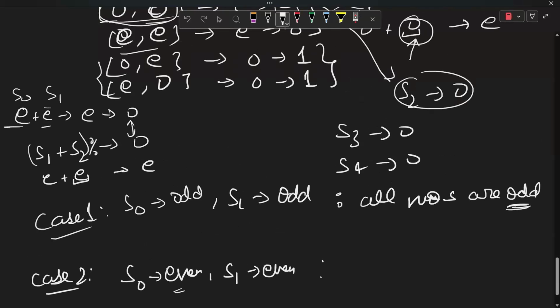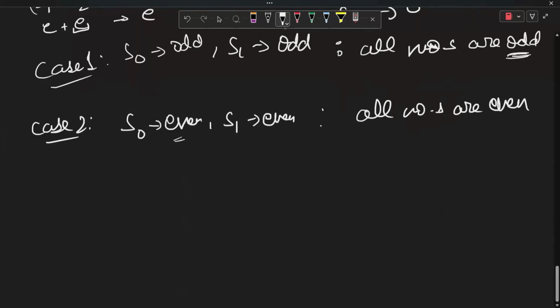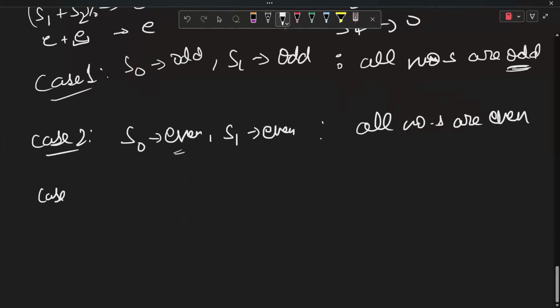So if the first two are even, the third is also even. In a similar way, we would be able to conclude that all the numbers would be even. So in this case, all numbers are even. Okay. Now let's analyze case 3.